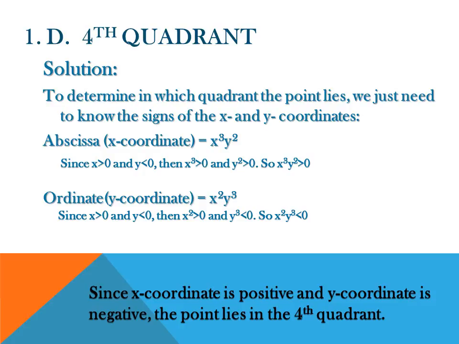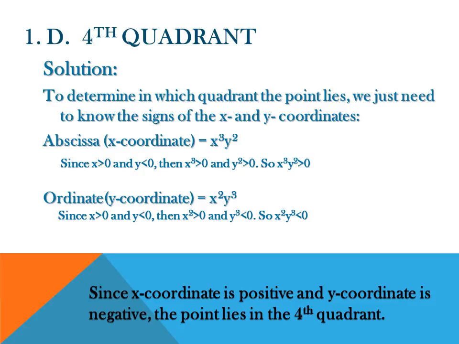To determine in which quadrant the point lies, we just need to know the signs of the x and y coordinates. As for the abscissa, or the x-coordinate x cubed y squared, since we have the conditions that x is greater than 0 and y is less than 0, it follows that x cubed is greater than 0 and y squared is also greater than 0. By multiplying them, we get x cubed y squared is greater than 0.